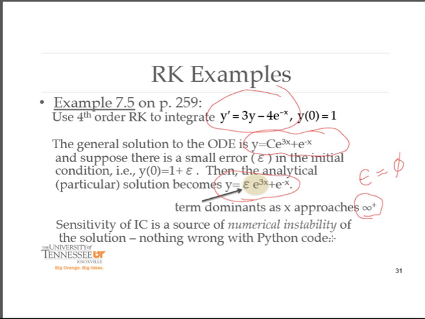So there's nothing wrong with the code. This is an example of numerical instability of the solution. The sensitivity of the initial condition specifies there's an issue here with this particular problem, not the code. So this is an example of an unstable solution. It wouldn't matter what method you used in this case, there's going to be some instabilities in trying to approximate the solution.